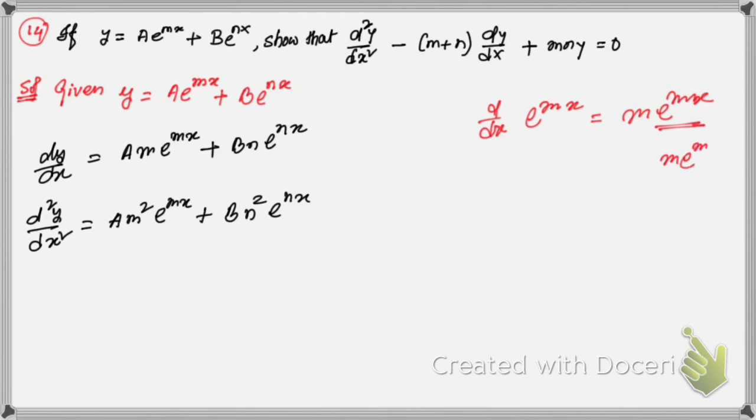Because you see, if you differentiate m into e to the power mx again, one more m will be multiplied, because the derivative of e to the power mx is, let me see, what is the derivative of e to the power mx? m e to the power mx. If you multiply this m here, then you will get m into m e to the power mx, that's going to be m square e to the power mx.